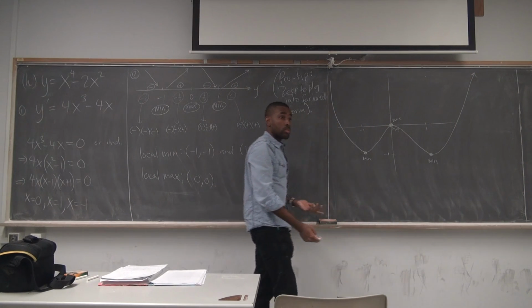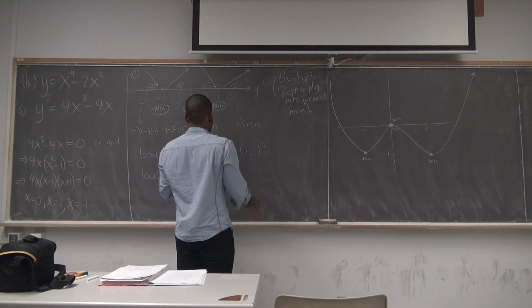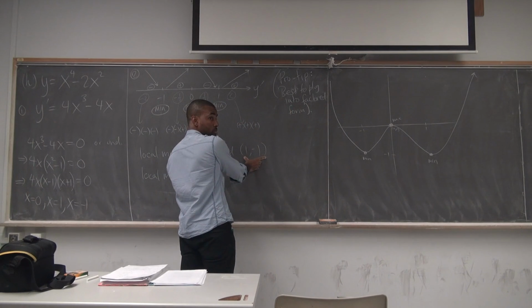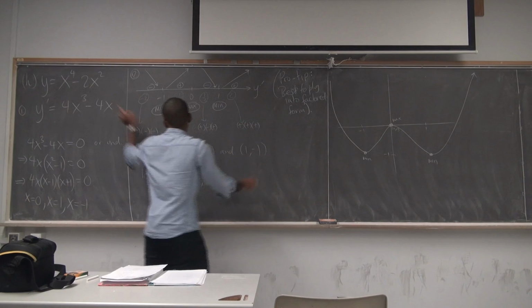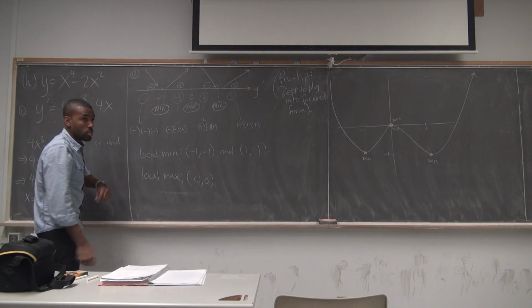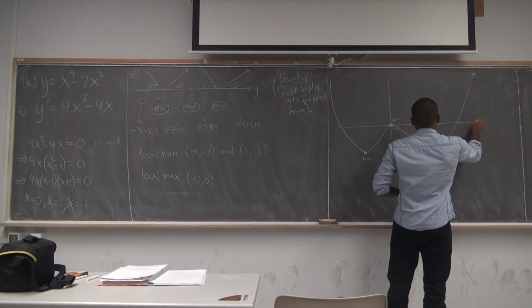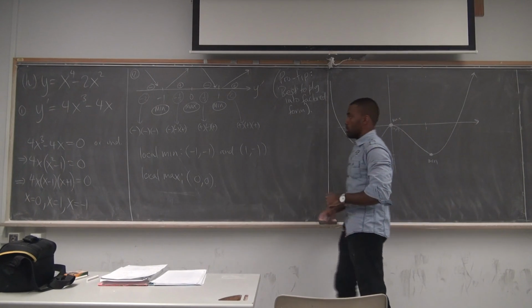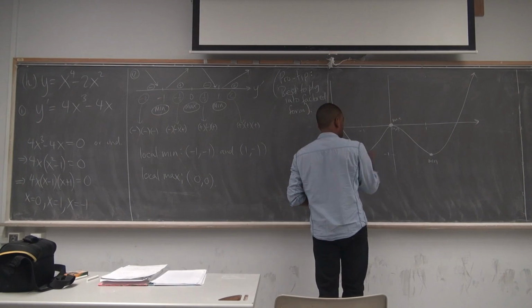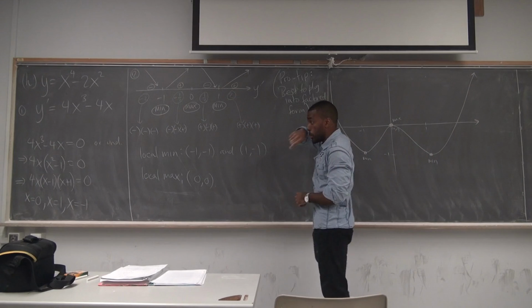Yes? How do you get the point 1, negative 1? How do you find coordinates on a graph? You plug it into the original. If I want to find coordinates on the graph, to actually plot points on this graph, you always plug the x value into the original. That's what the original does.